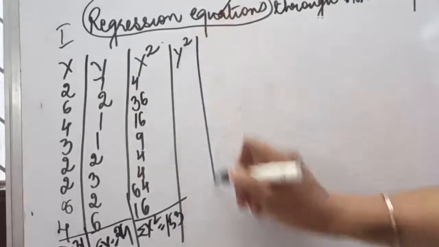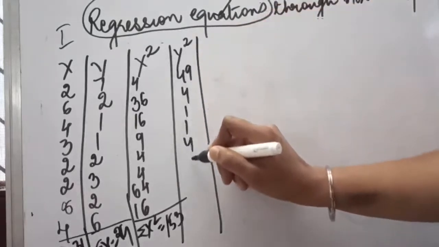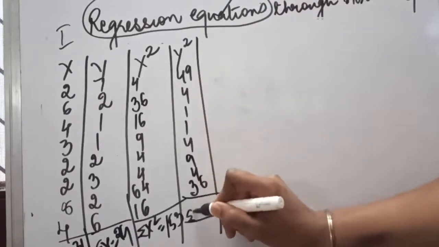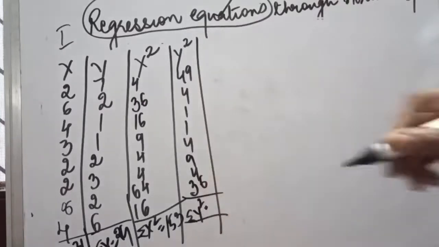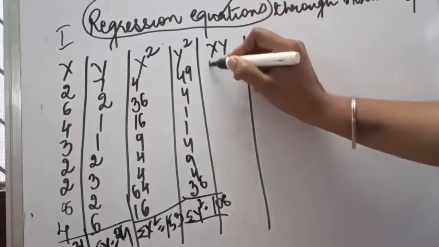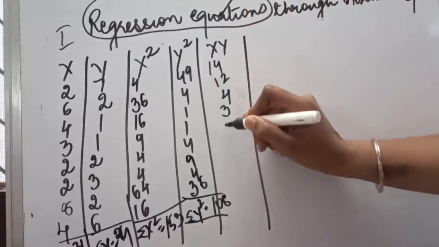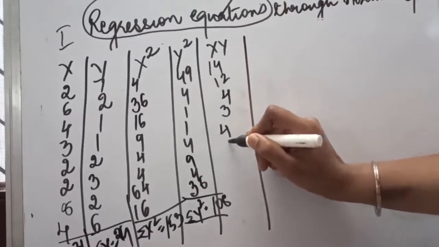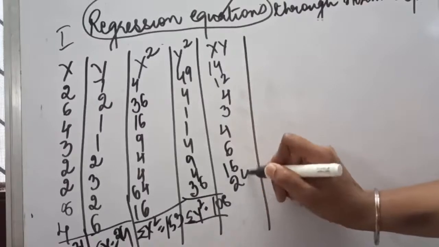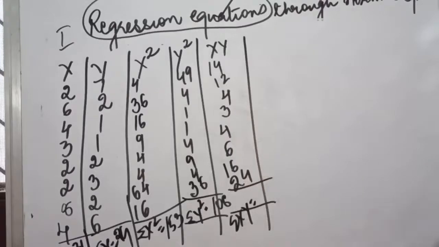So similarly we will calculate y square also. 49, 4, 1, 1, 4, 9, 4, 36. So sigma y square will be 108. Then we can calculate xy. 14, 12, 4, 3, 4, 6, 16, 24. And this will give us sigma xy. So sigma xy comes out to be 83.